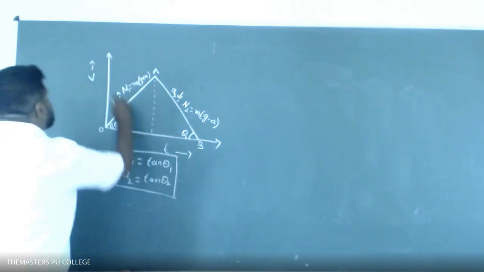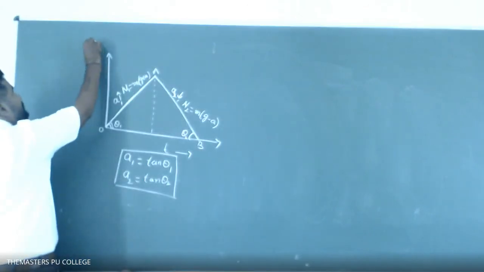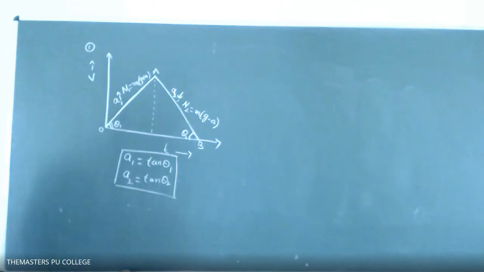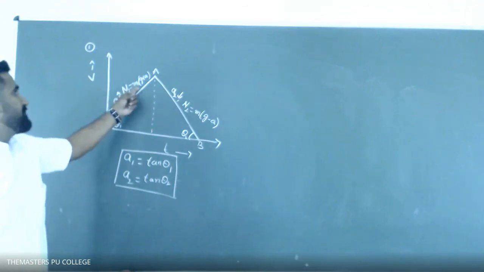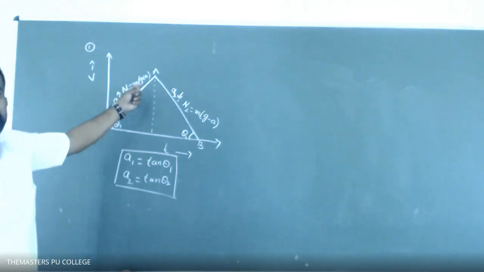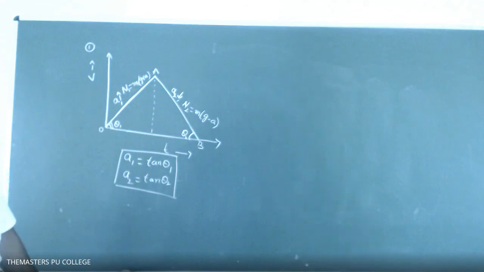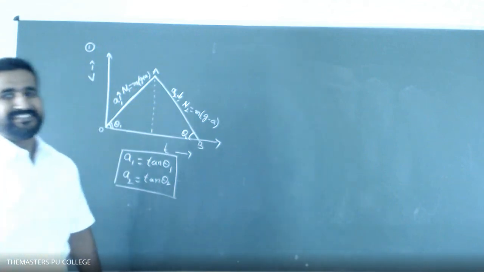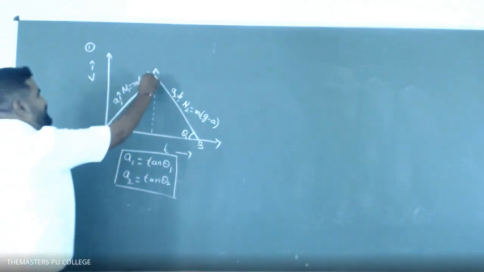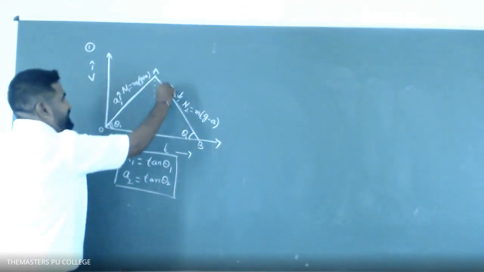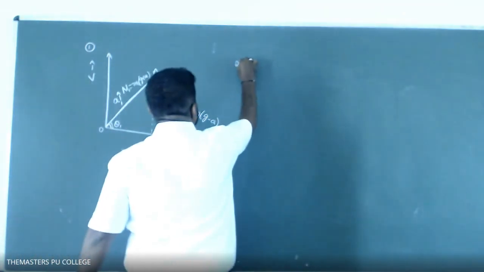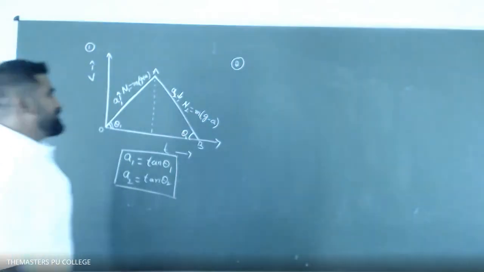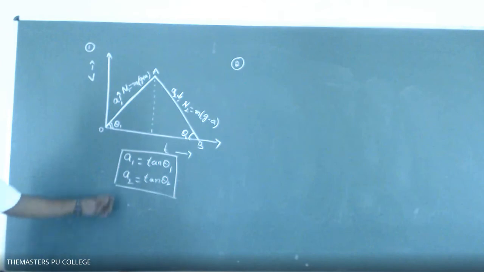This is graph number 1. They may ask in the examination. Any doubt in this? Acceleration is upward. Apparent weight will be greater than the true weight. Second kind of graph you may expect. Any doubt with this graph?